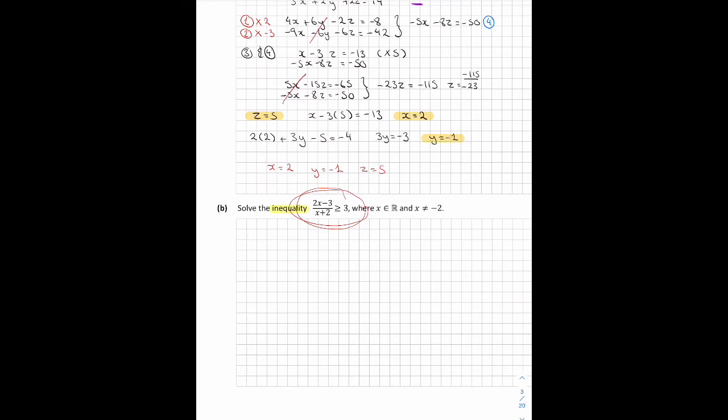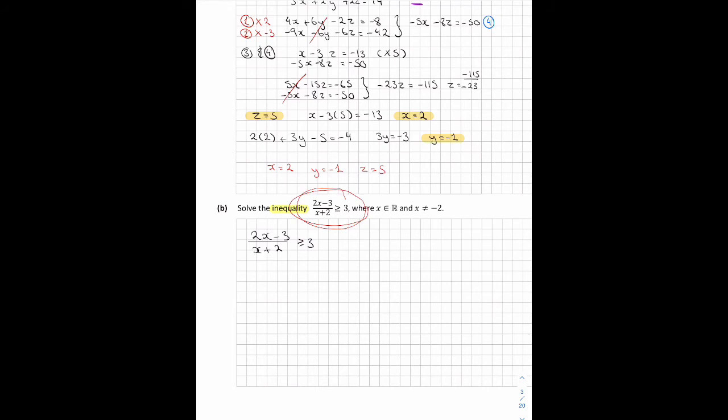The reason that's stipulated is that if we take a look at the bottom of the fraction, x plus 2, if x was equal to minus 2, we would have a 0 on the bottom, and we know that you can't divide by 0. So that's why that has to be stipulated there. Okay, so we're going to write out the inequality. We've got (2x minus 3) divided by (x plus 2) is greater than or equal to 3.